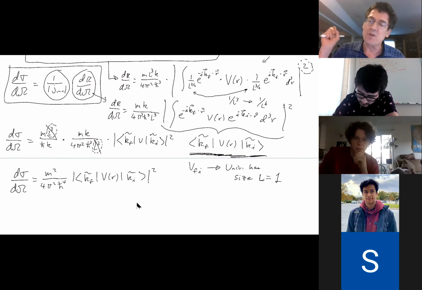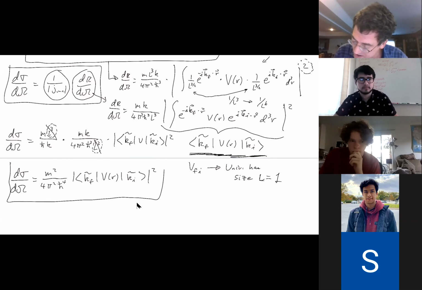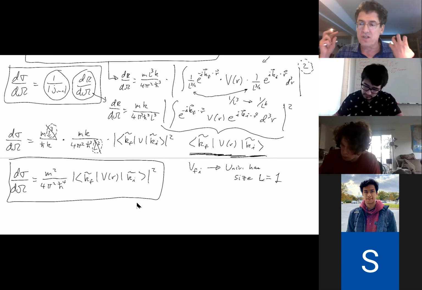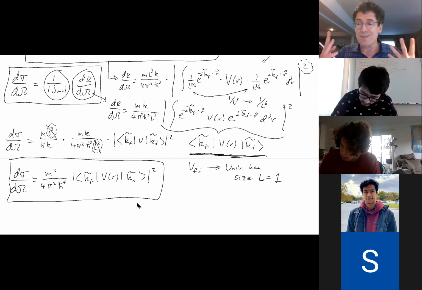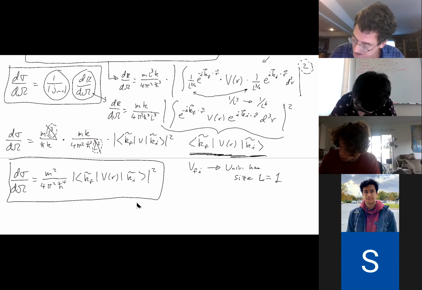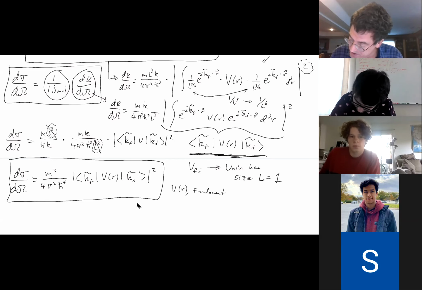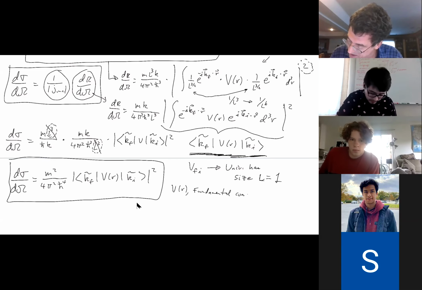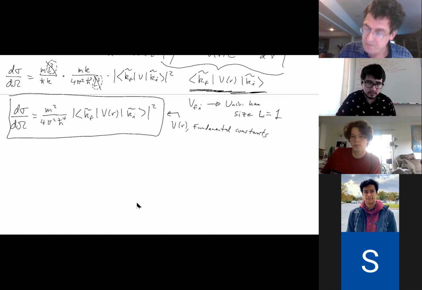But that's good because that means we don't need to introduce any weird factors of L into the answer. So notice that there's no weird factors of L. This is the differential cross-section purely in terms of the given parameters. Basically, it's in terms of fundamental constants. It's in terms of V of r and fundamental constants, right? m, h bar, pi. And so it's a beautiful result. And we give it a name. Does anybody know what it's called?